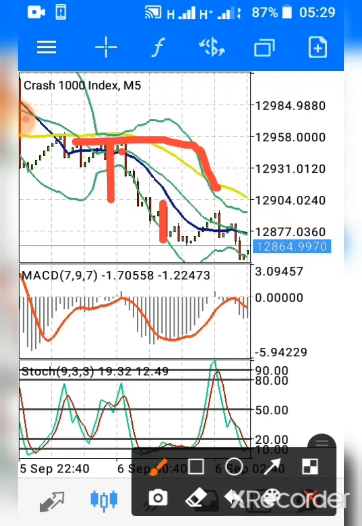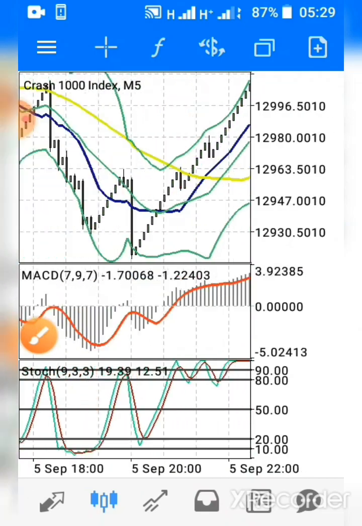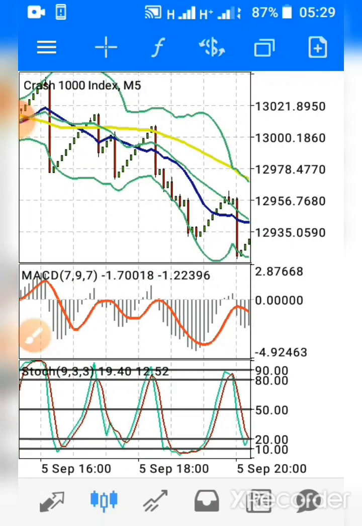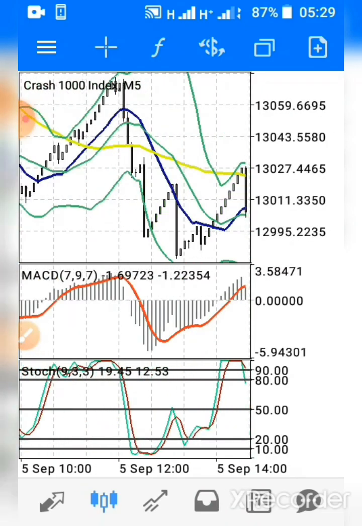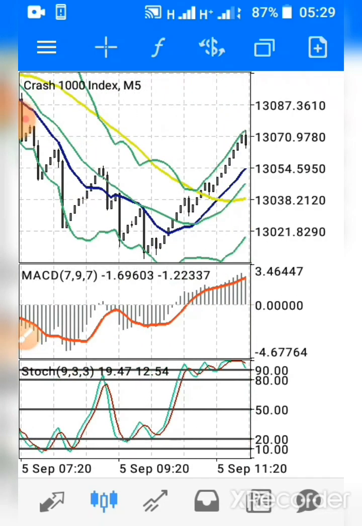Let's look for more opportunities. Keep in mind, guys, if you want to trade spikes for Crash, you have to make sure the market is in a downtrend. Then if you want to trade spikes for Boom, you have to make sure the market is in an uptrend. Otherwise, there's no point.